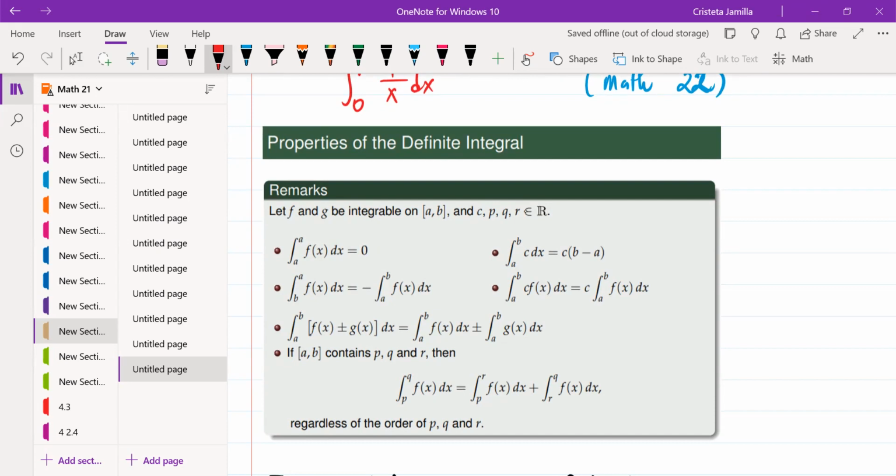For example, this one, you can move the constant outside of your integral and solve for the integral first and then multiply by c. Here we have the integral of the sum or difference is equal to the sum or difference of the integrals.